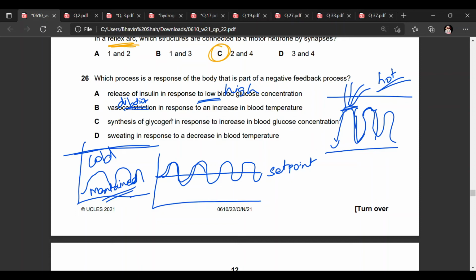Okay. Now, 32nd question. This comes from the inheritance chapter. The gene for hemophilia is found on the X chromosome. So what we understand is that it is a sex-linked disorder. That means there is a very high chance that the male will suffer from this disease and the woman will just be a carrier. Hemophilia is a condition where the body fails to undergo the process of clotting.